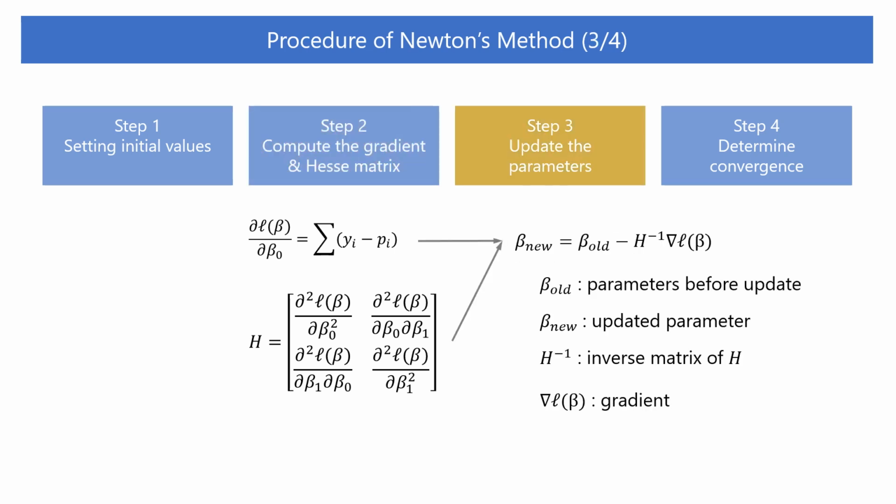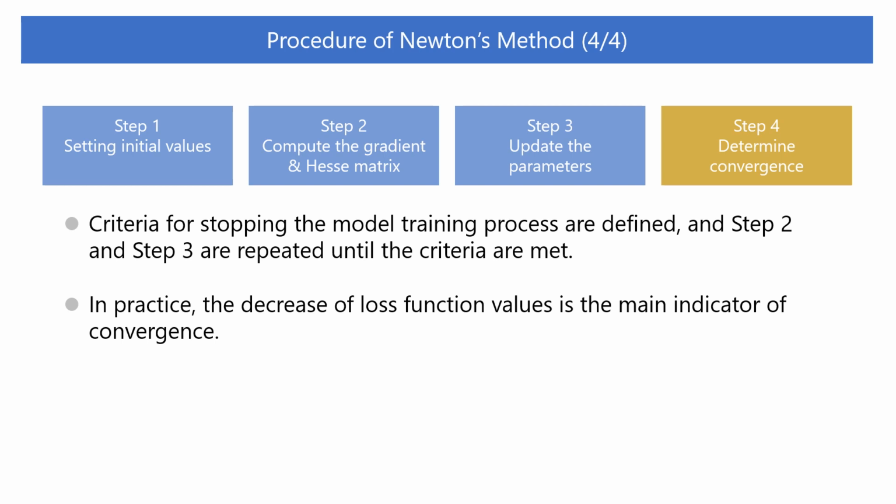Next, the parameters are updated using this equation. Here, beta old is the parameter before updating. Beta new is the updated parameters. H^-1 is the inverse matrix of the Hessian matrix. And nabla L(beta) is the gradient. In the fourth step, determine convergence. The convergence is determined based on the same criteria as for the gradient descent method.